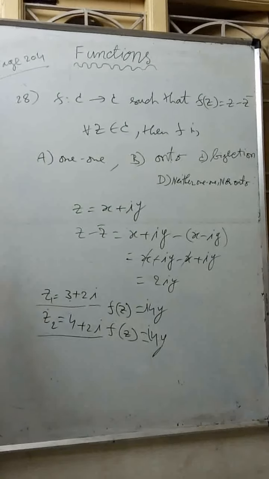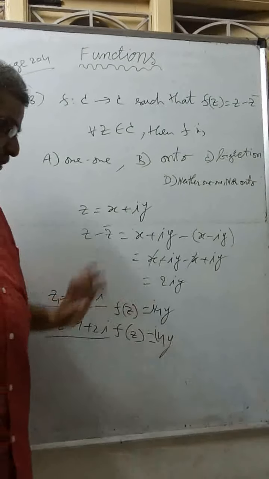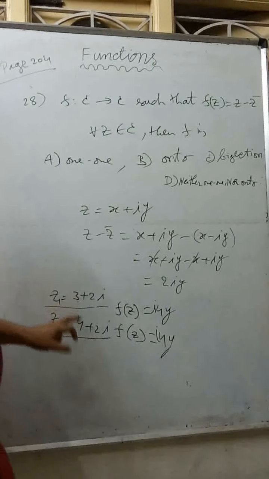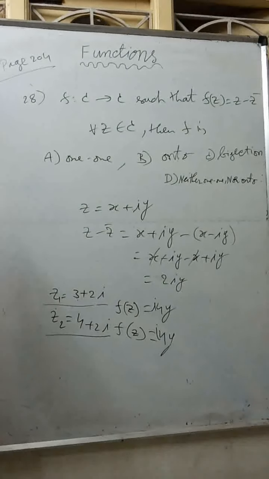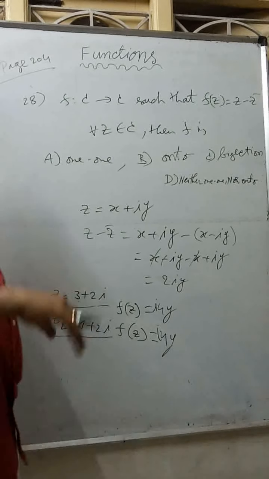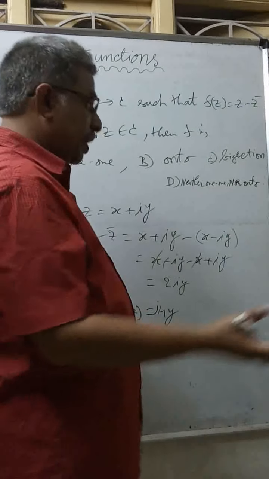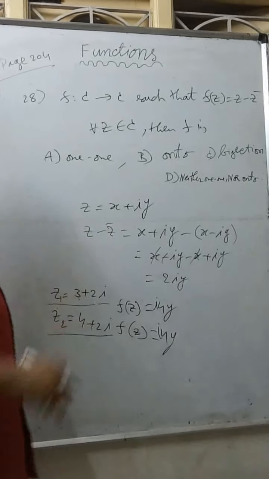If you observe this, what I want to say is it is not 1-1. First and foremost thing, it is not 1-1, because two elements are mapped to a single element. Next, it may be onto, but it is not onto. I can tell you how.